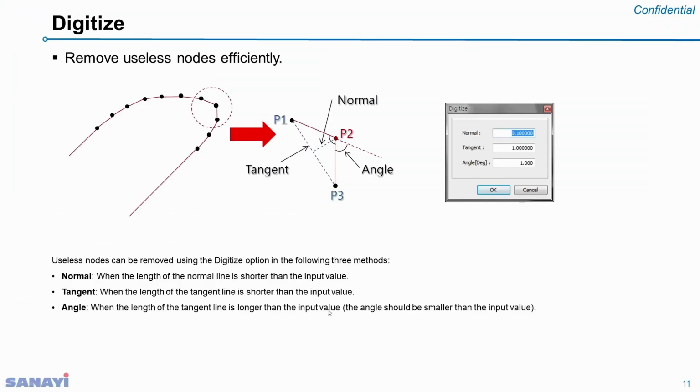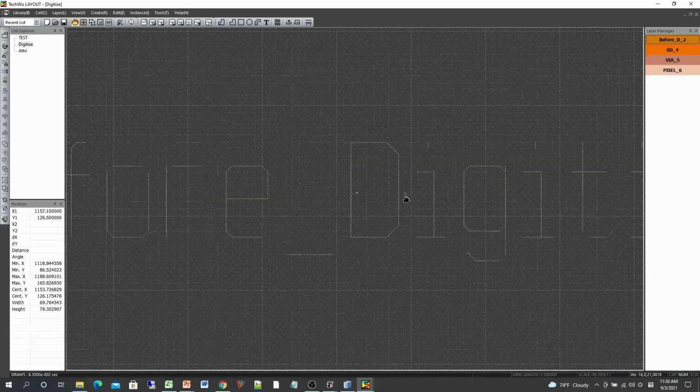The next option is digitize. By using this function, unnecessary nodes can be removed. If you click digitize, you can see this window. So normal, tangent, and angle values should be entered. And the meaning of each item is as follows. So please read about this part. And I will show you an example of the digitize option.